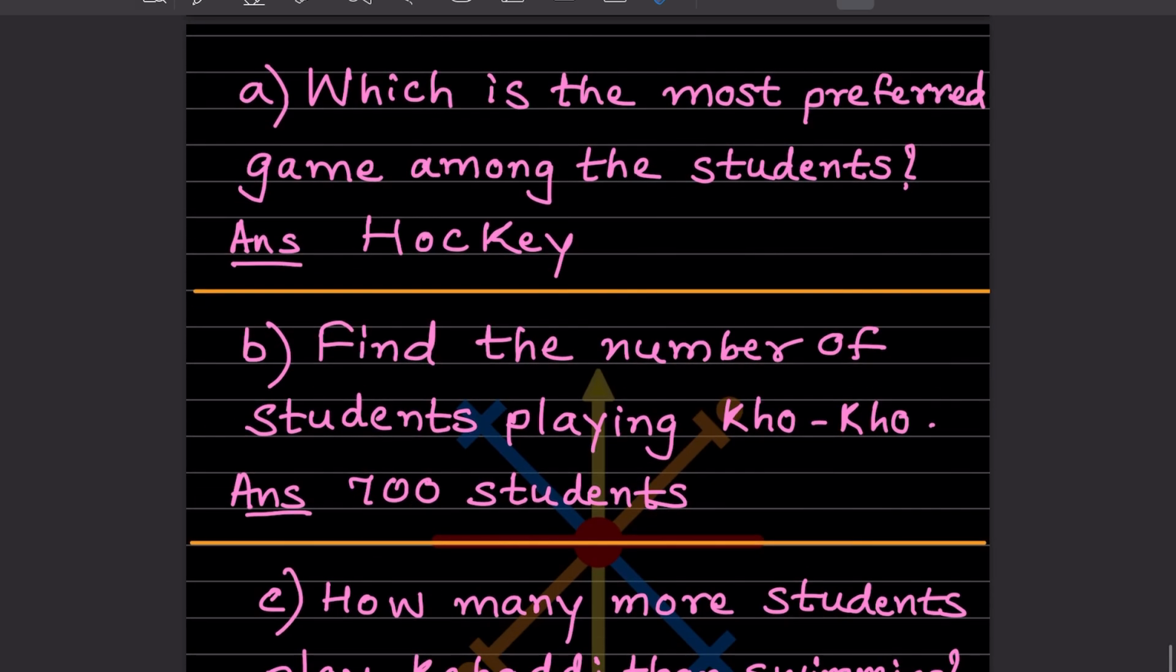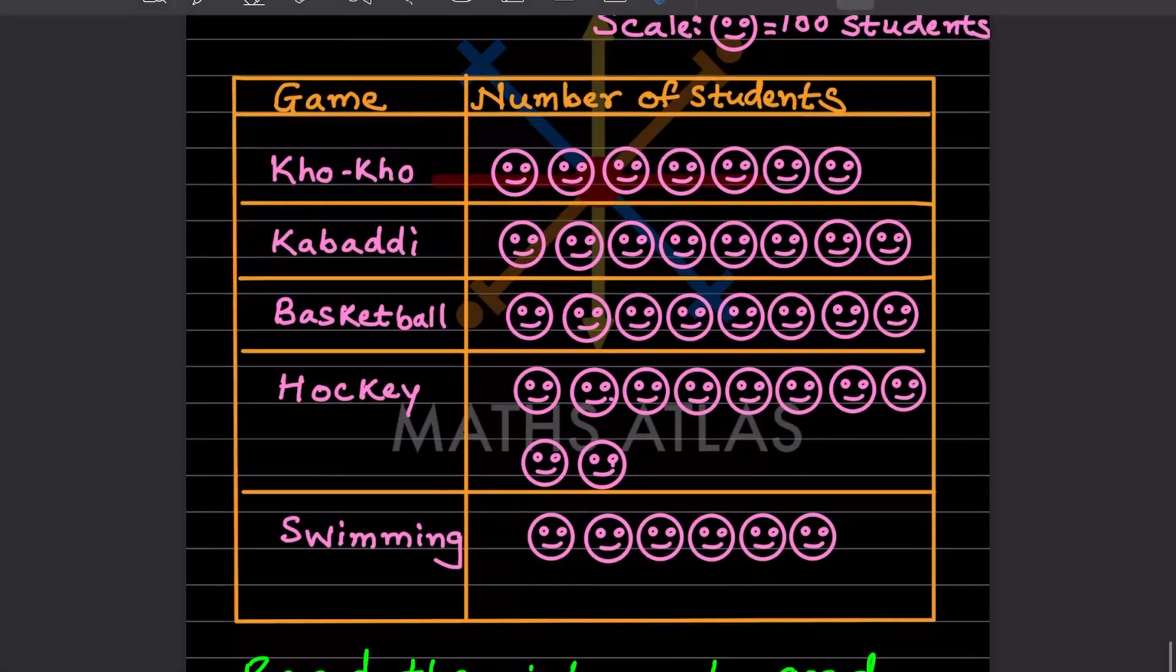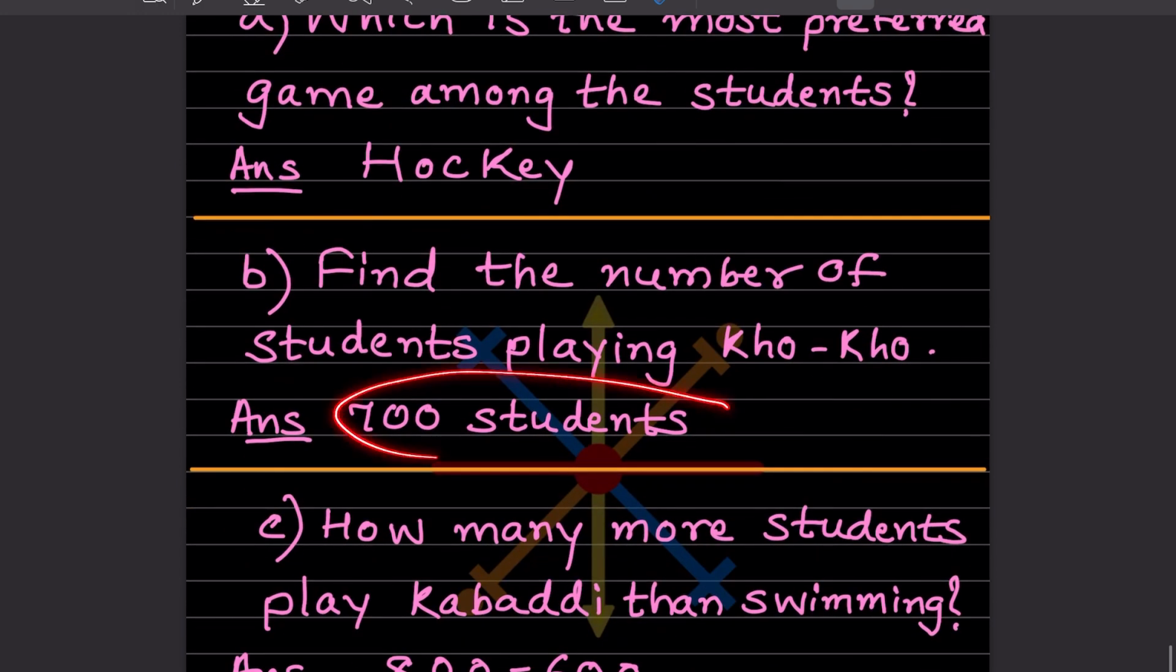Find the number of students playing Kho-Kho. So where is Kho-Kho here? Kho-Kho is in the first place here. So here how many are there? 1, 2, 3, 4, 5, 6, 7. So 7 into 100, that is going to be 700 students.